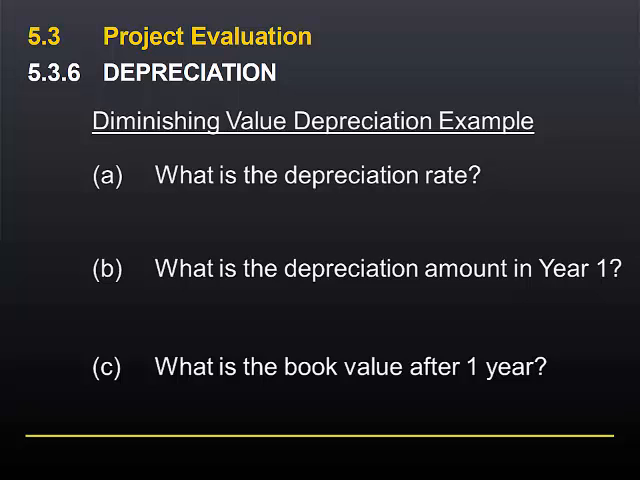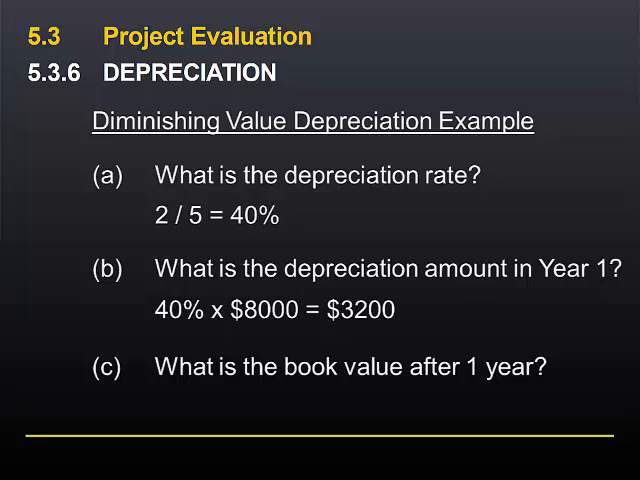The depreciation rate is 2 divided by the life of the asset in years, which is 5, giving us a depreciation rate of 40%. The depreciation amount in the first year is 40% times the book value at the beginning of that year, or $8,000, giving us depreciation of $3,200. And the book value at the end of the year is the book value at the beginning of the year, $8,000, minus the depreciation in that year, $3,200, giving us a book value of $4,800.